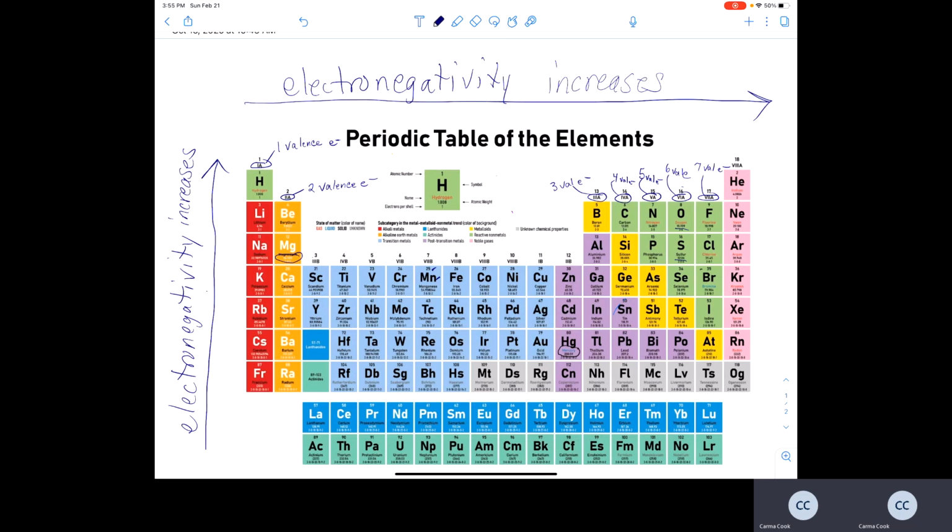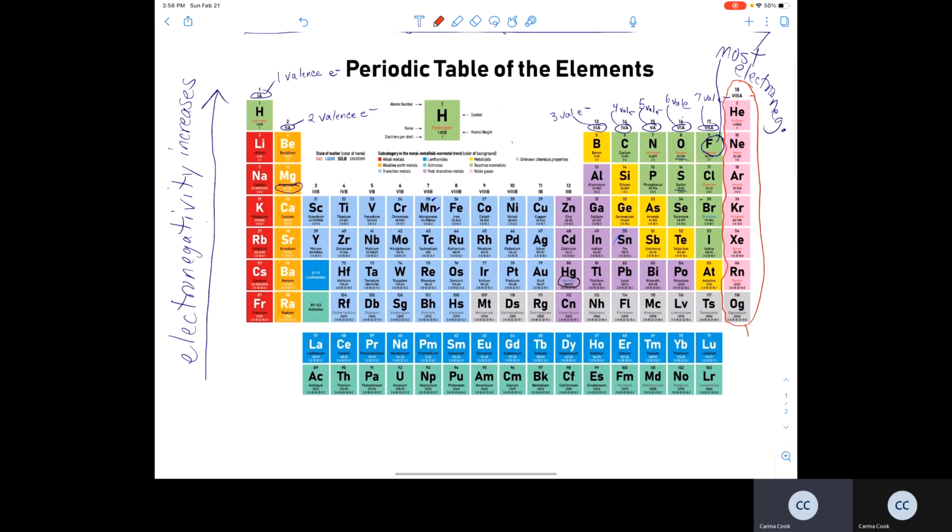So therefore, fluorine is the most electronegative element of all, because it's closest to the top and farthest to the right. One thing we also want to note is our group 8A, noble gases. They don't have any electronegativity because they don't like to bond with any other elements.